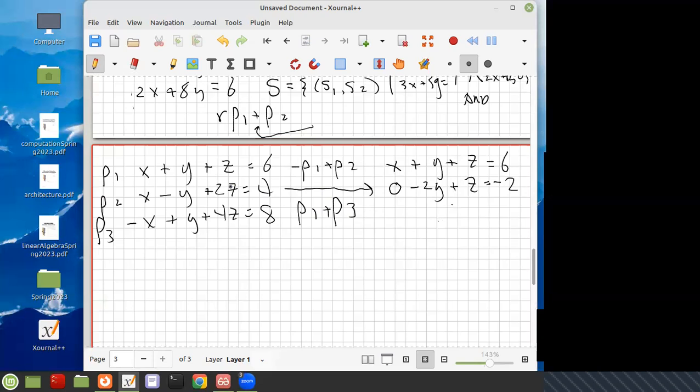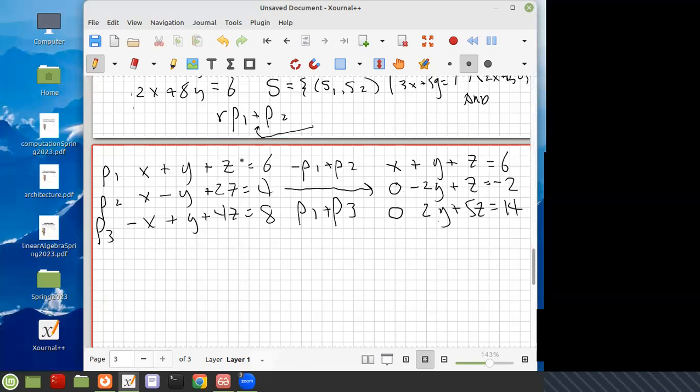I don't want to do two things in one row like this where I have things that depend on one another, where you did it on paper and then wrote in the result. Those two row operations don't affect one another. So row 1 plus row 3 is x plus minus x is 0. Y plus y is 2y. Z plus 4z is 5z. And 6 plus 8 is 14.